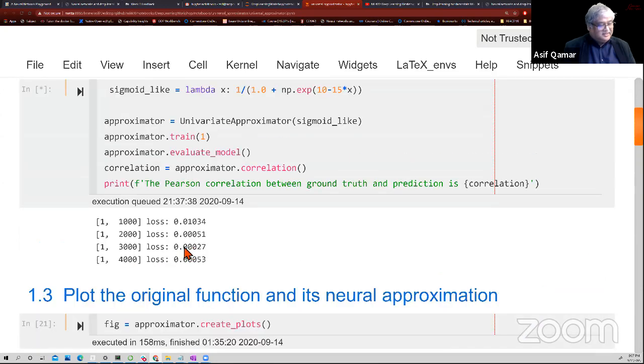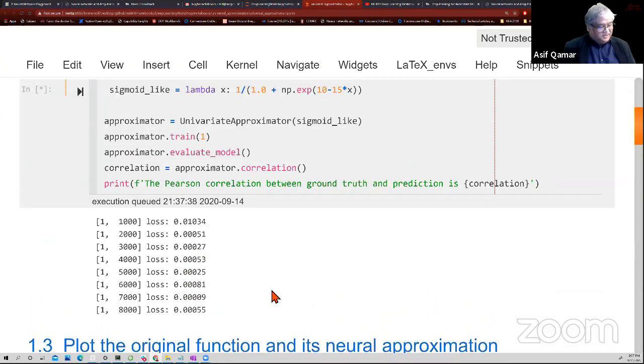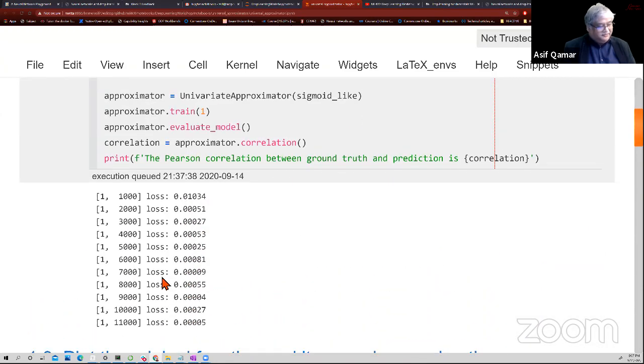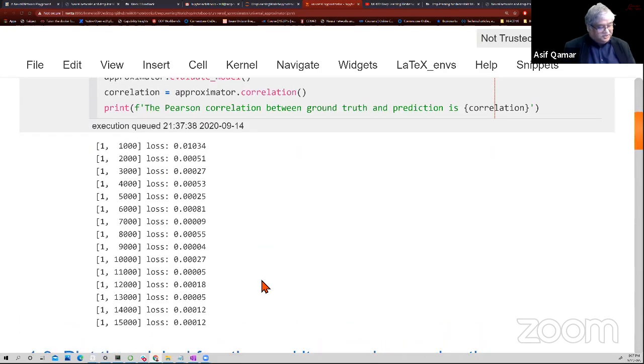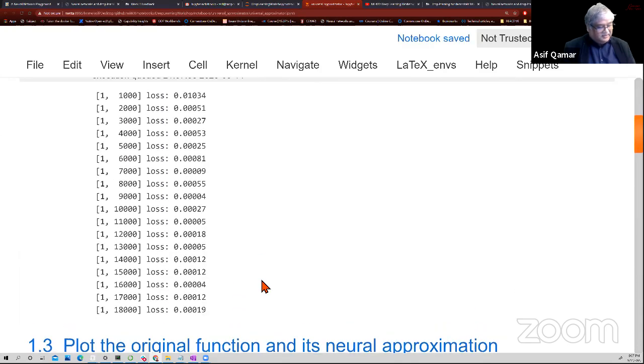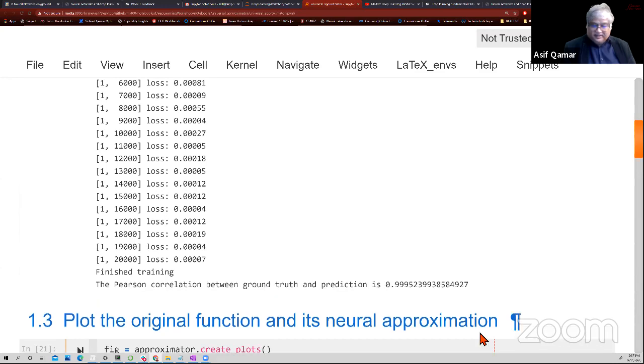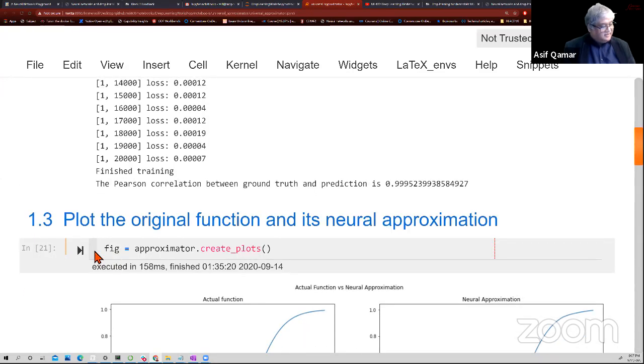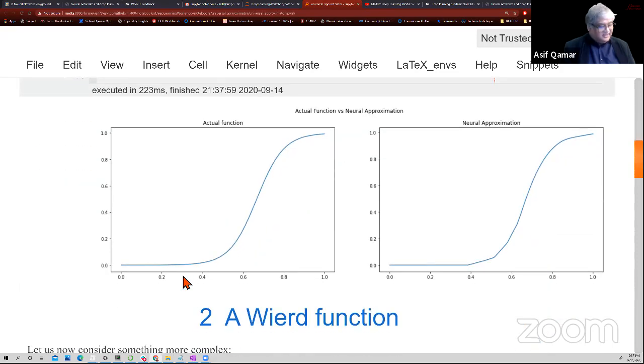Do you notice that it's approximating it gradually? I run it for only one epoch, which is usually good enough for this one. And the accuracy is 99.95%. The plotting, I just plotted exactly the plot we want.